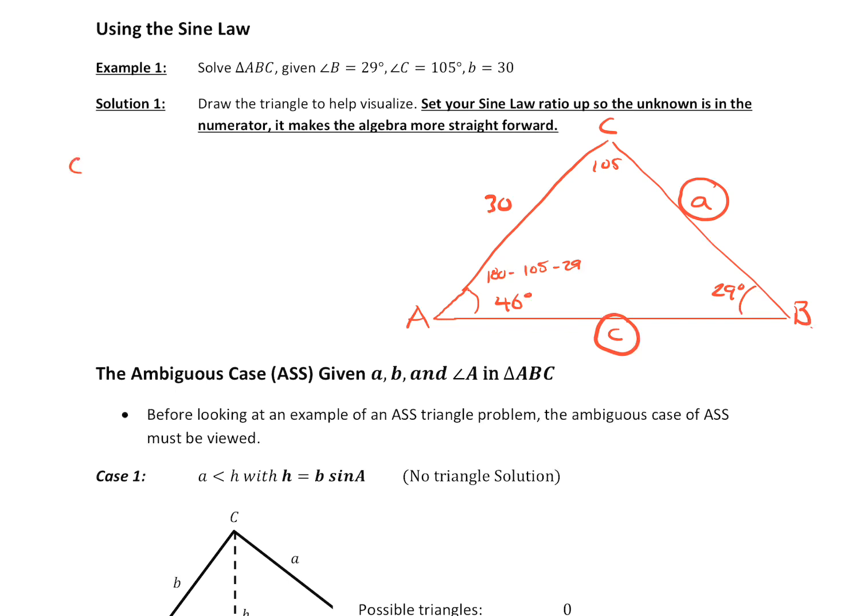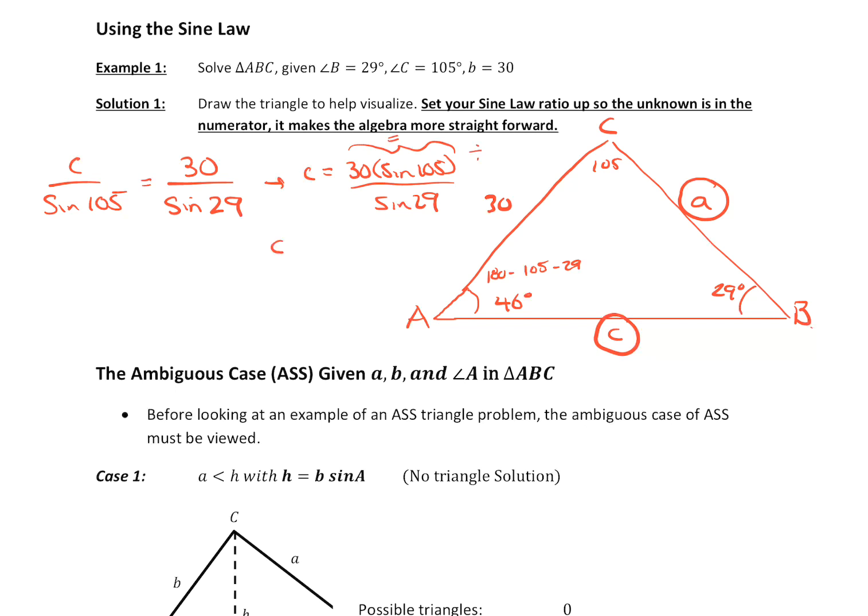So I'm going to say, okay, C over sine C, which is 105, is equal to B. Now you can't use A because you don't know A, but you can use B. B is 30 over sine 29. And now how do you get rid of that sine 105? Multiply both sides by sine 105. So C equals 30 times sine 105 all over sine 29. Be careful with your calculator input. I would do this calculation here, hit equals, and then hit divide, and then sine 29. And C comes out at 59.8.